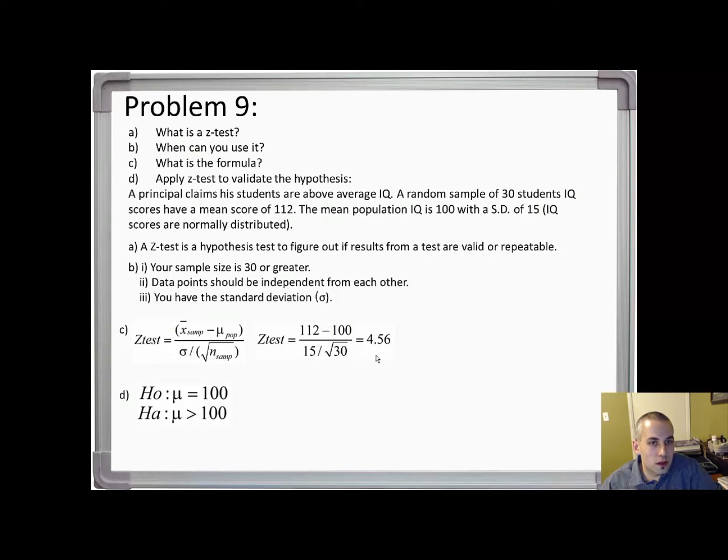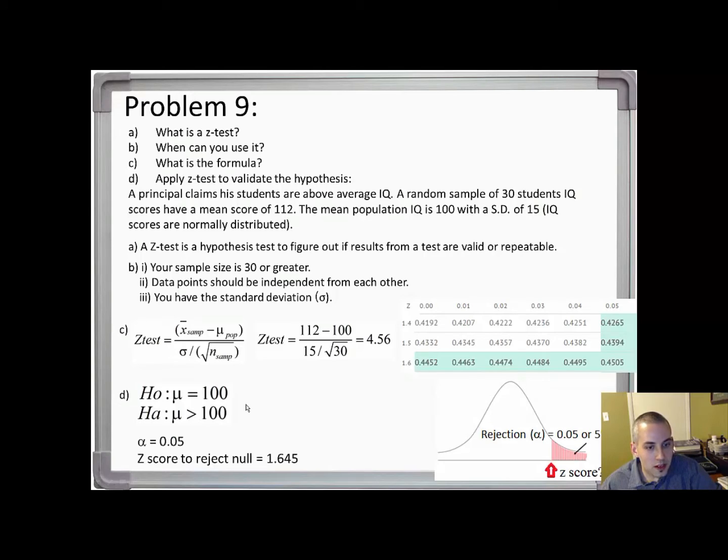So at part D, let's apply the Z-test to validate the hypothesis, kind of what we're working through. So the null hypothesis in this case is going to be that the mean IQ is 100. The alternative hypothesis is that the IQ is greater than 100, and we're going to pick a significance level, or alpha, of 0.05. In this case, as I mentioned before, typically the significance chosen is 0.05.